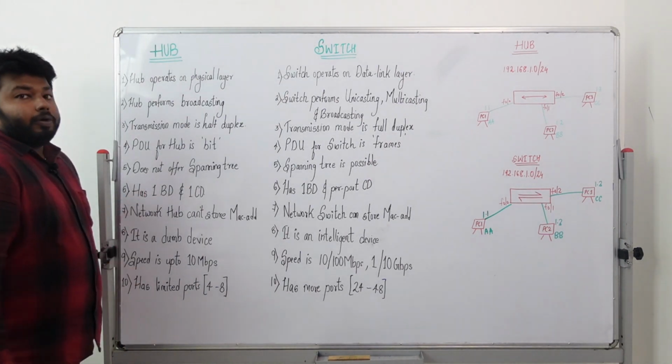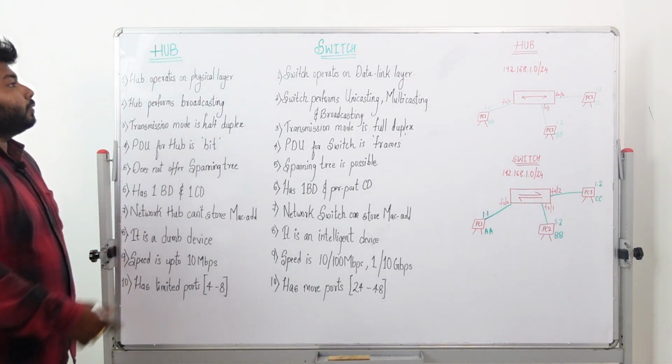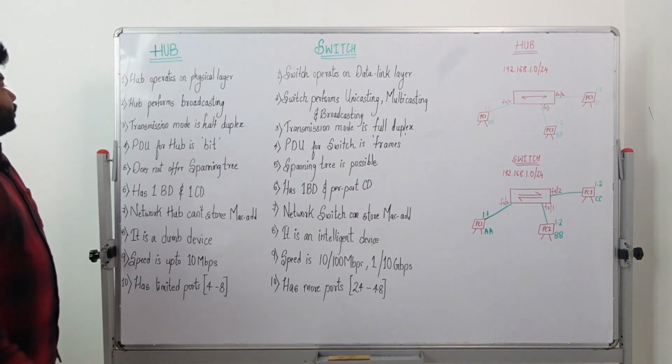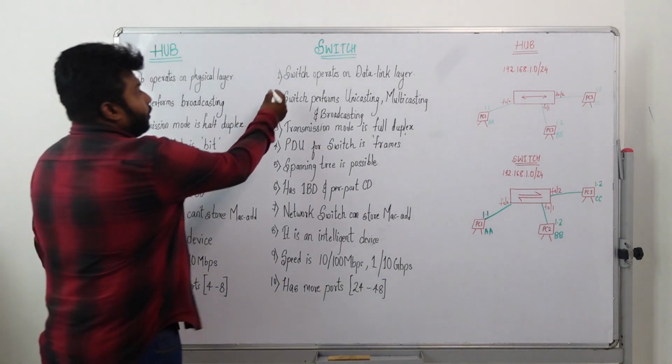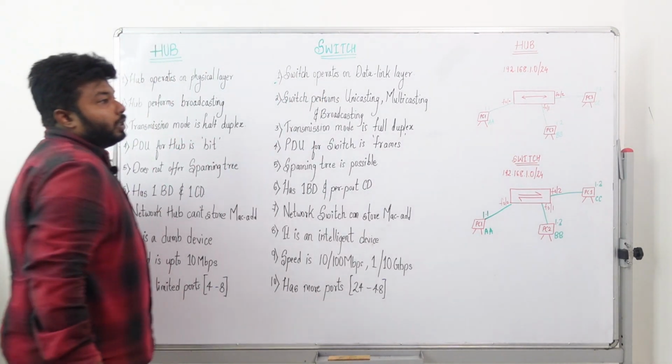So today's topic we are going to discuss is all about the difference between a hub and a switch. If you talk about a hub, basically a hub operates on the physical layer, whereas a switch operates on the data link layer.